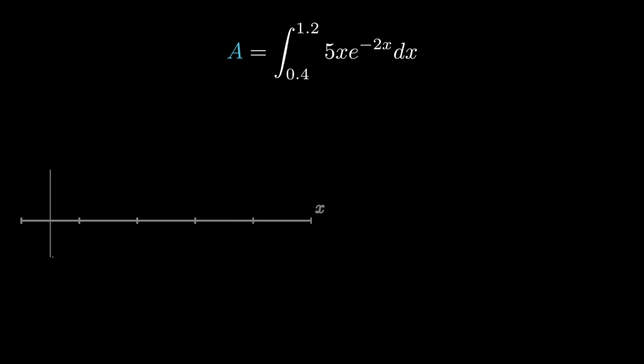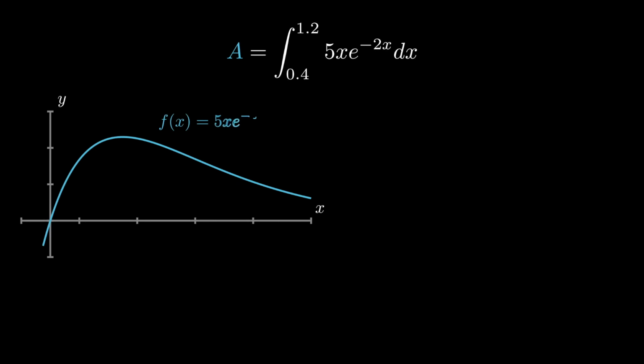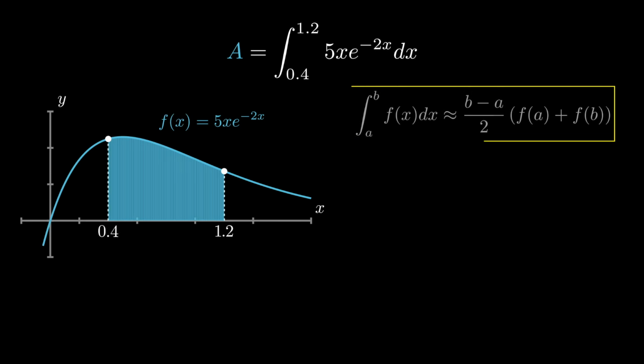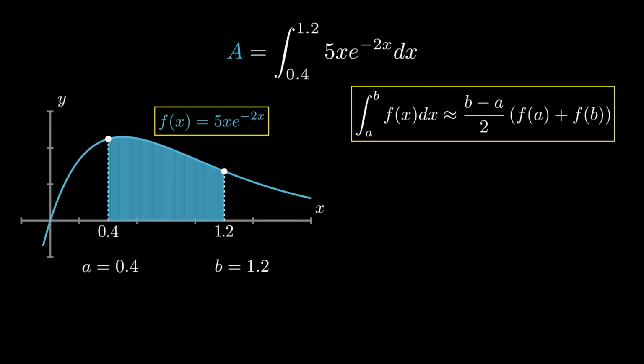Let's see one example. Let's find the area under the curve 5x e power minus 2x between 0.4 and 1.2. The area we need to calculate is bounded by the curve f of x, x-axis, the lower limit 0.4 and the upper limit 1.2. The trapezoidal rule for finding the area is B minus A over 2 times f of A plus f of B. A is 0.4 and B is 1.2. Now substituting for A in f of x, we get f of A equals 0.0987 and substituting B, we get f of B equals 0.5443.